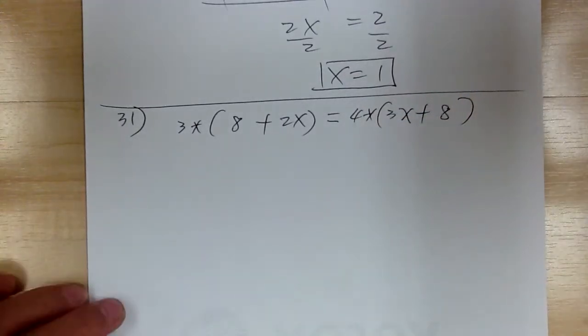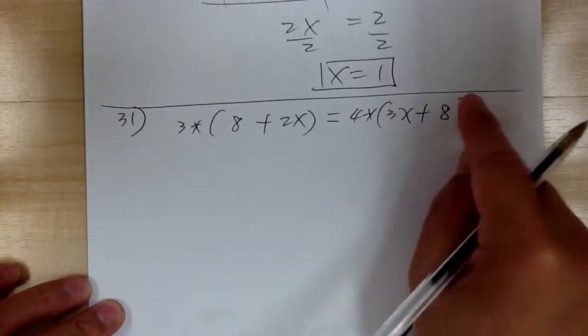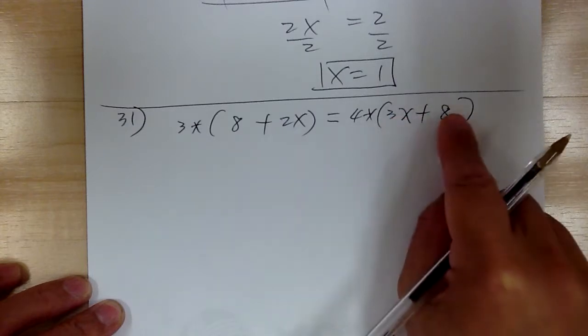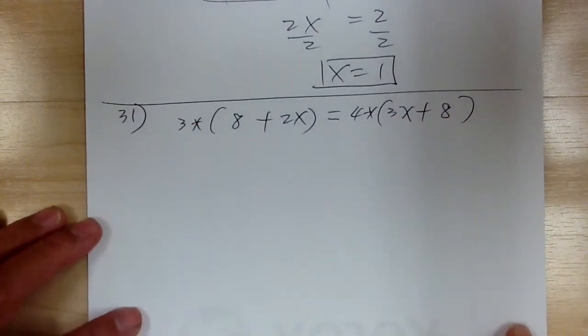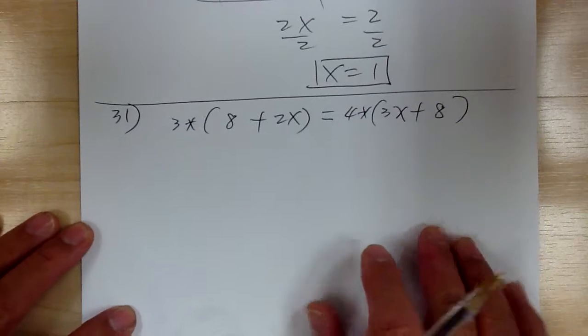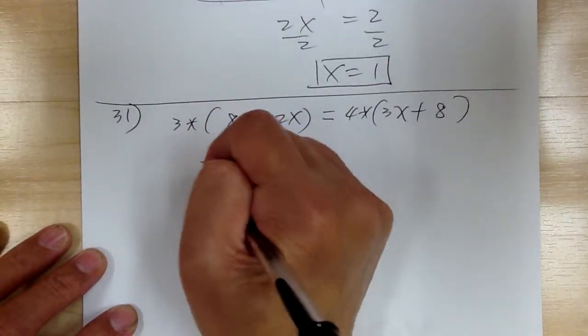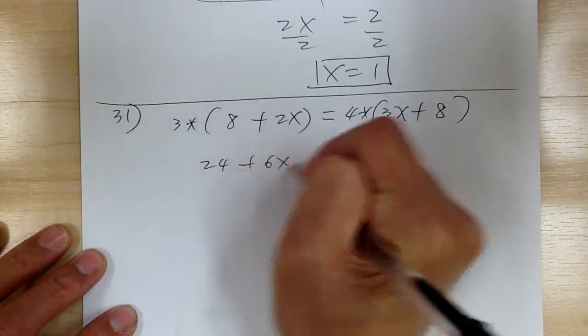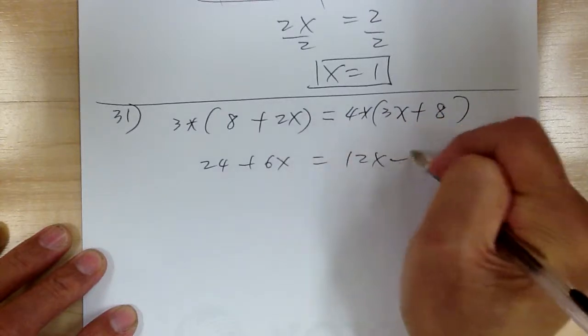Okay. So again, when you have the sum of, right? The first item goes in the first blank, second item goes to the second blank. So now after you translate, it's just a matter of working it out. So you get 24 plus 6x equal to 12x plus 32.